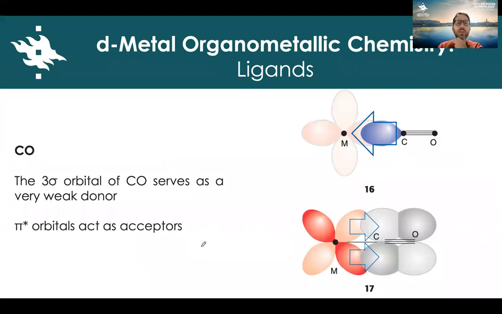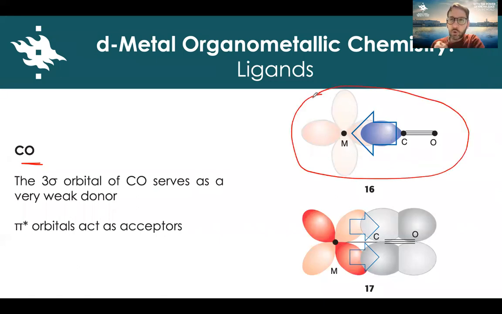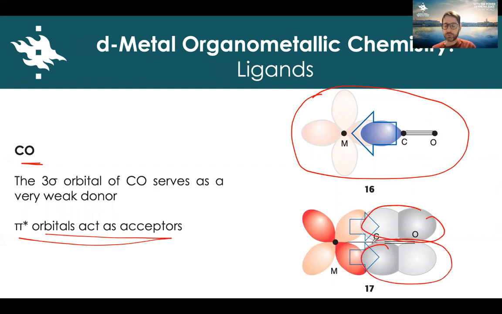Some important ligands in organometallic chemistry include carbon monoxide, for example, that can form sigma interactions with the metal atom or ion in an organometallic compound, but also enables pi interaction in which the pi orbitals of carbon monoxide can act as an acceptor of charge, so it's a pi acceptor ligand.